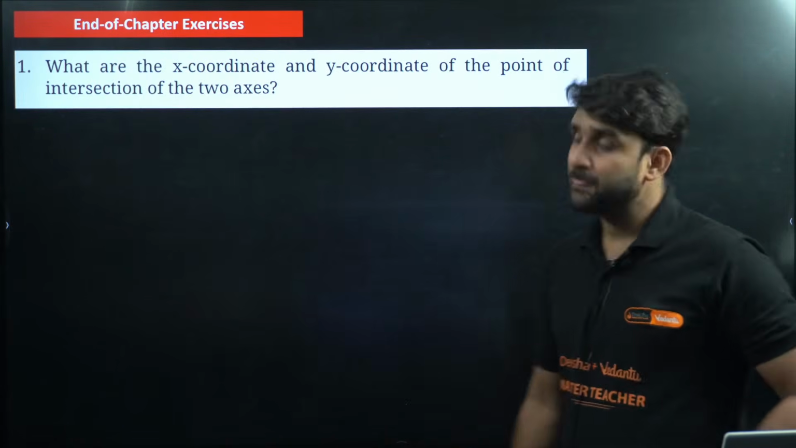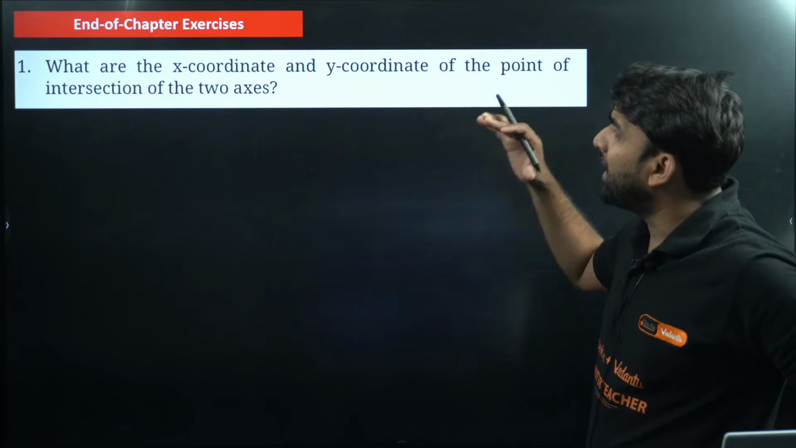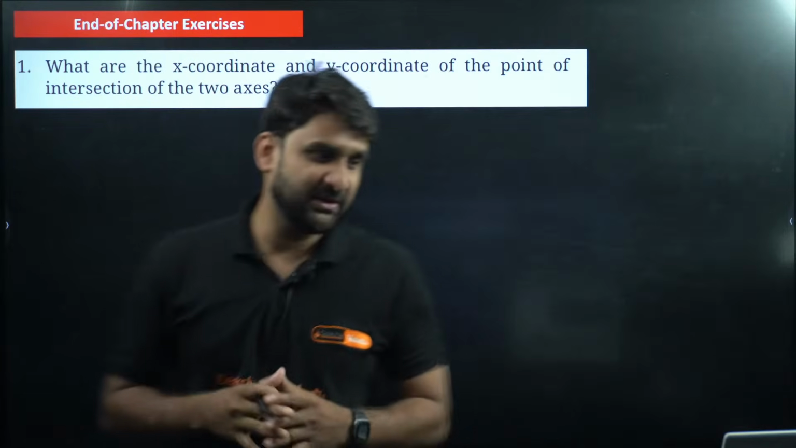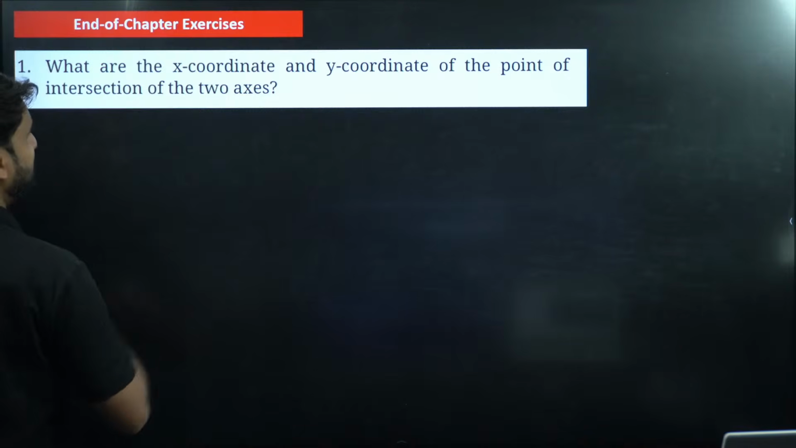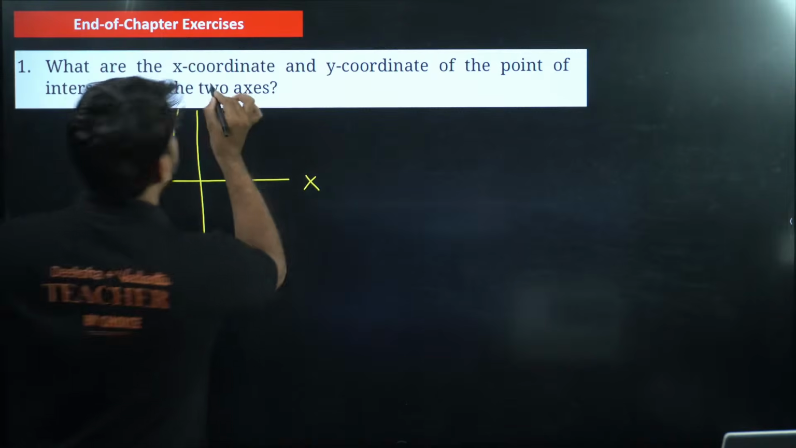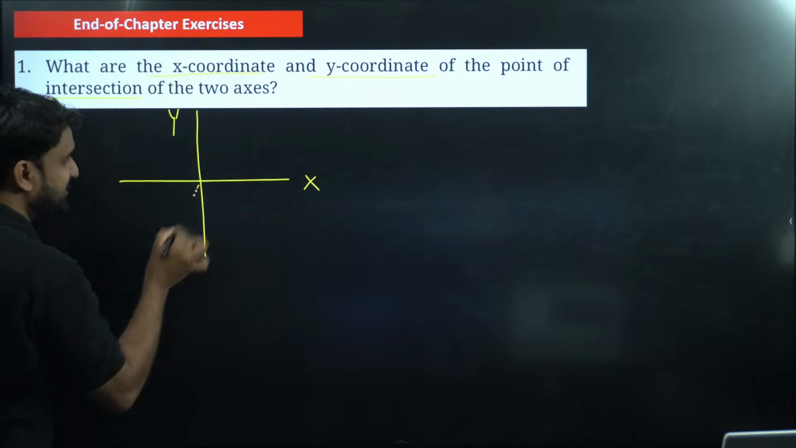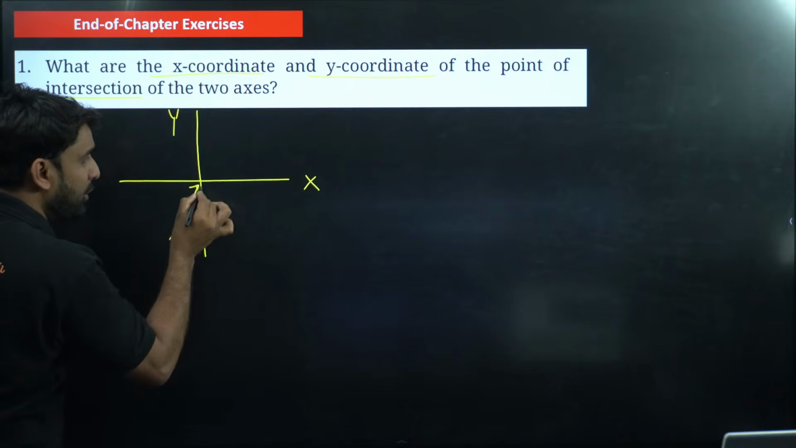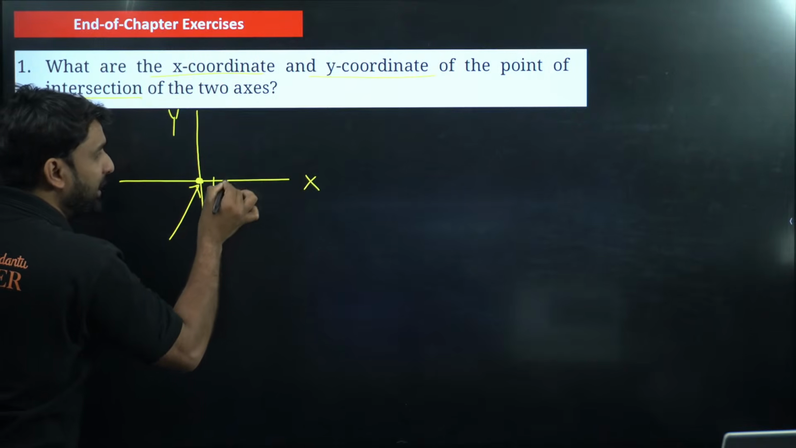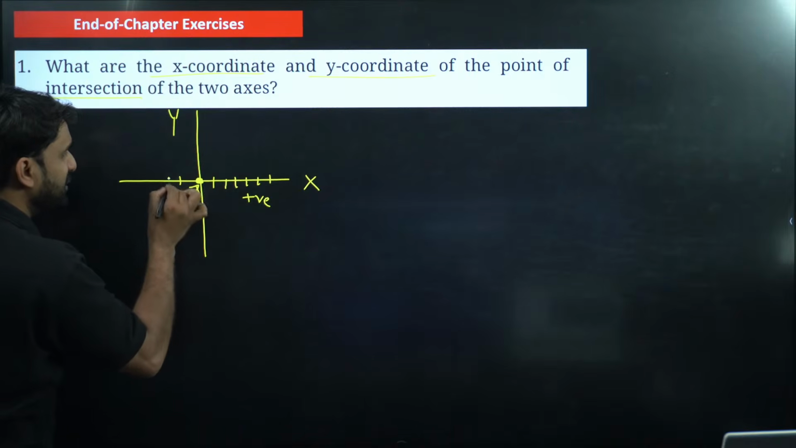So moving to next. Okay, the question number 1 of the last exercise is: what are the x coordinate and y coordinate of the point of intersection of the 2 axes? Very easy question. So my dear champion, this is the x-axis and this is the y-axis. The question is asking what are the x coordinate and y coordinate of the point of intersection. So this is the point of intersection, and we all know this point is called origin, because from this only the point starts.